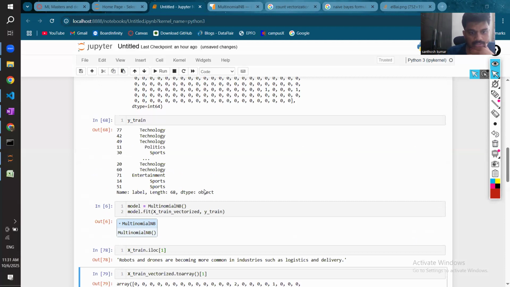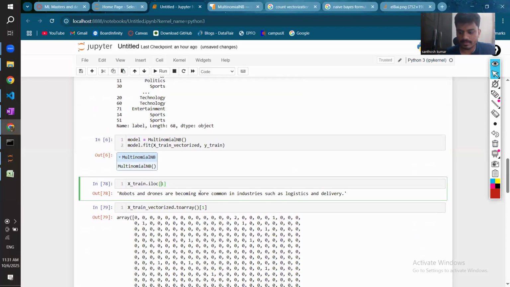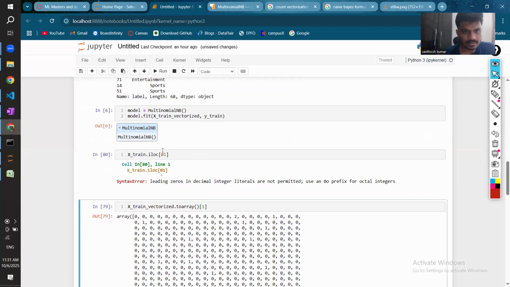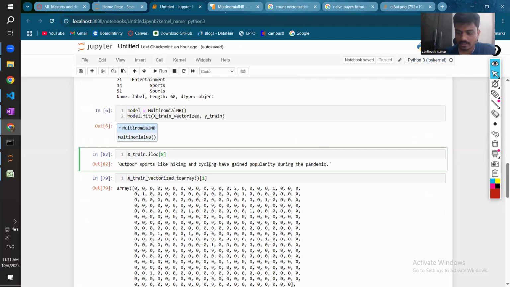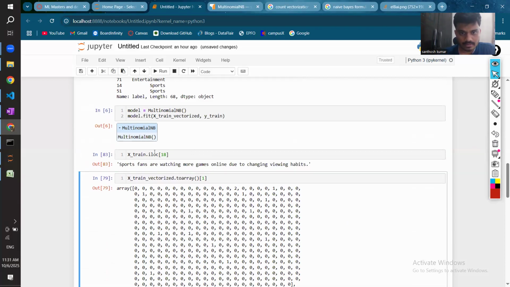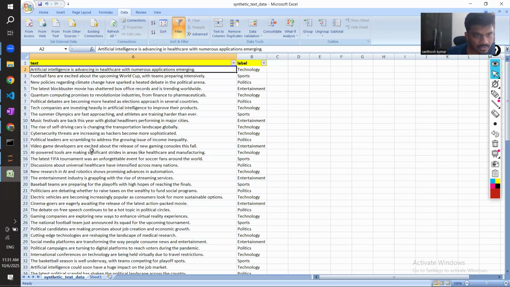Let me see if there are any others. Repetition, sports, hiking, cycling. It's hard to find, but let me look for any word where we have two repetitions.